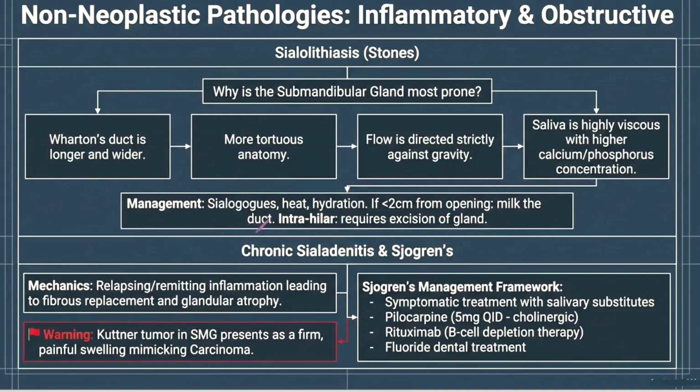But looking at the clinical trajectory, a single stone is rarely the ultimate threat. What's the bigger threat then? The danger is the chronic mechanical cascade that follows. The notes detail the progression into chronic sialadenitis. Which means inflammation of the gland, right? Relapsing, remitting inflammation. Yes.